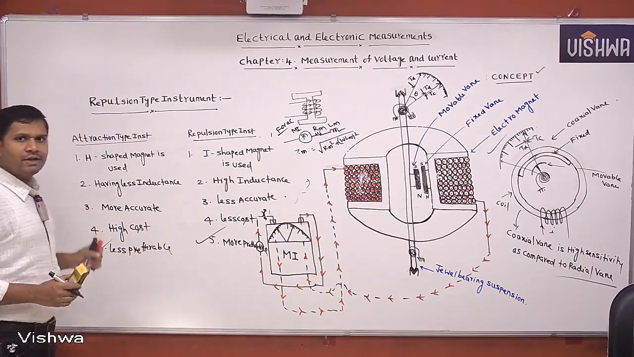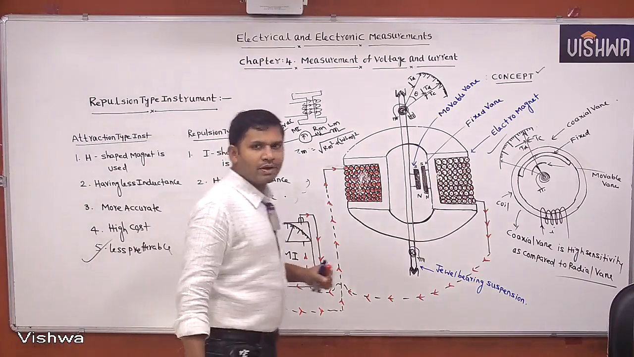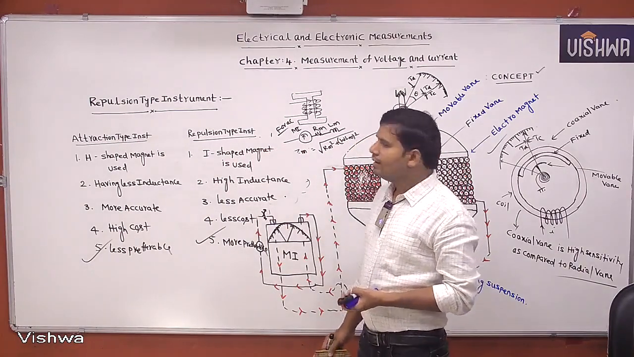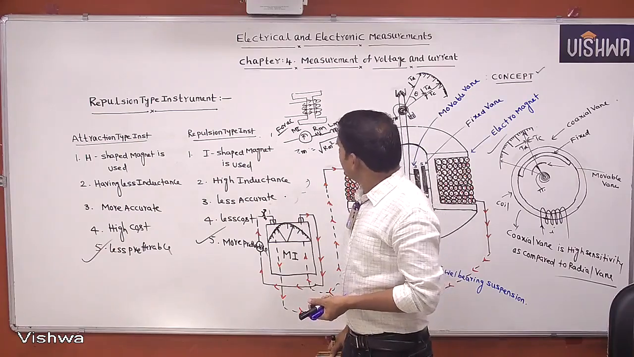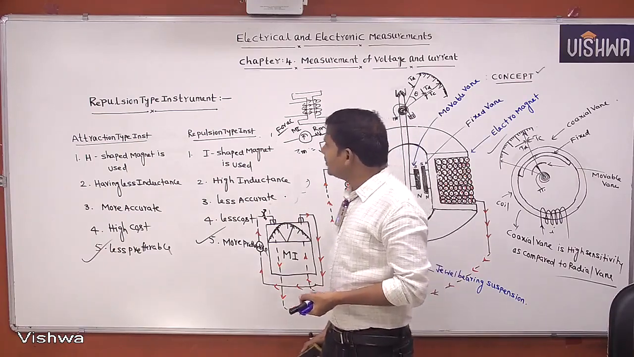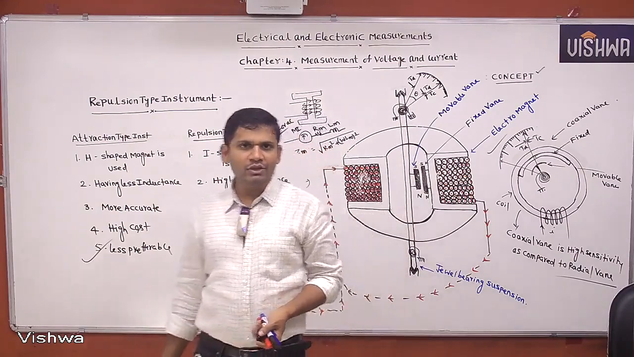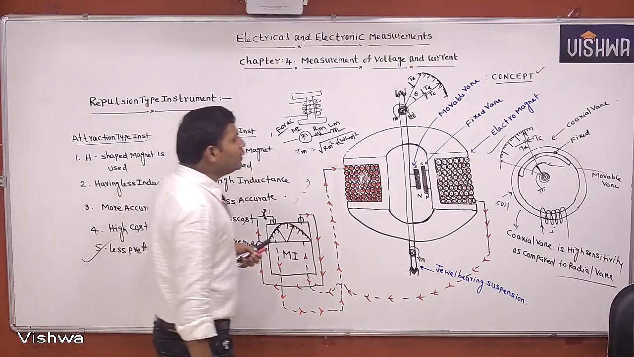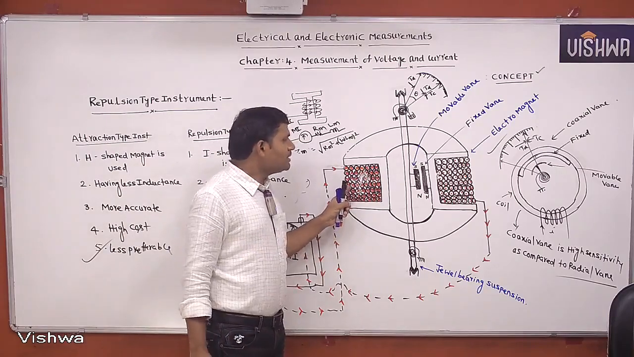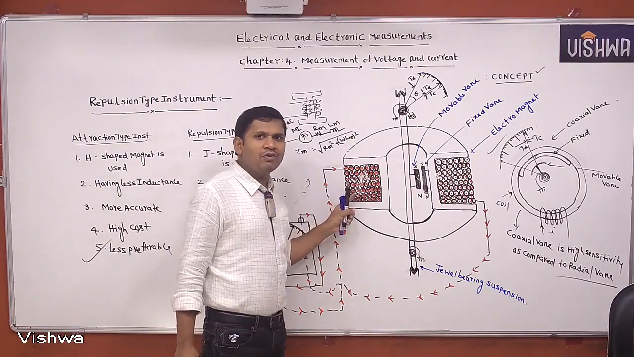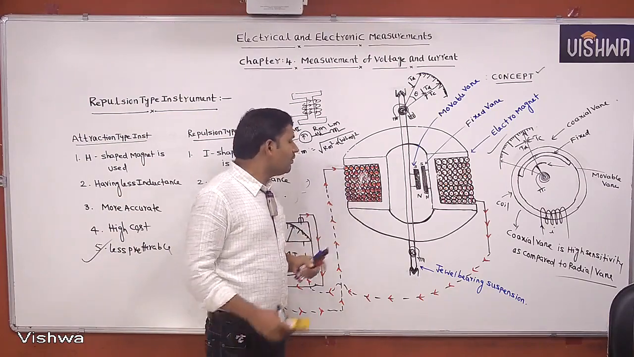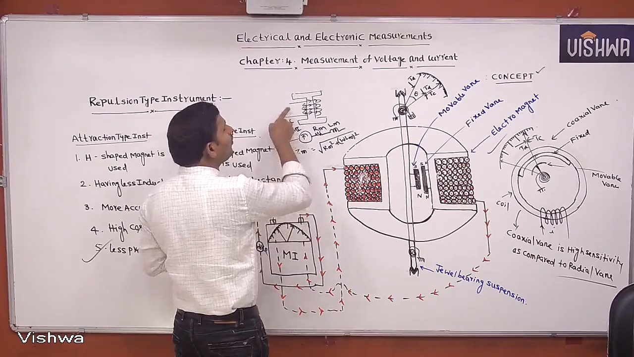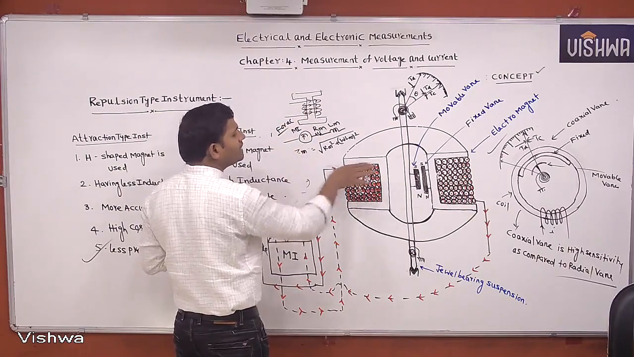Okay, this is about the differences between attraction type and repulsion type instrument. Now, what is the operation of the repulsion type instrument? I already explained the attraction type instrument. But one point to remember, it is based on the direction of the flux in this. For example, this is the coil, and the current is flowing in this coil like this. Current is entering like this.